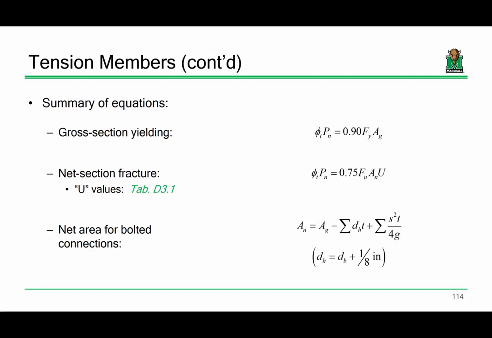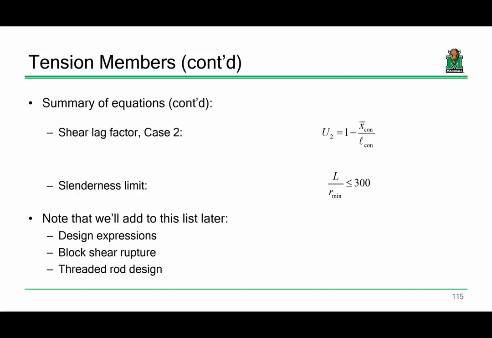Now, net area, remember, is the gross area minus the area lost due to bolt holes plus any necessary stagger factors. We have our shear lag factors. Remember, case 2 is the one that we're probably going to be employing more often than not for just about any problem that we analyze. And then our slenderness limit, L over r, has to be less than or equal to 300. Now we're going to add to this later with design expressions, block shear, threaded rod design, but so far this should be a nice little summary of all the formulas that you need for tension members.